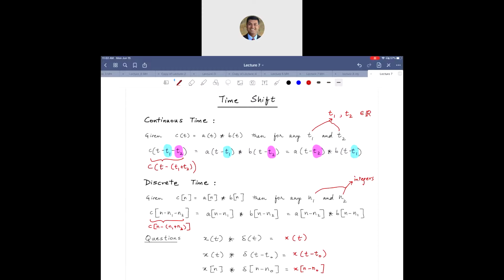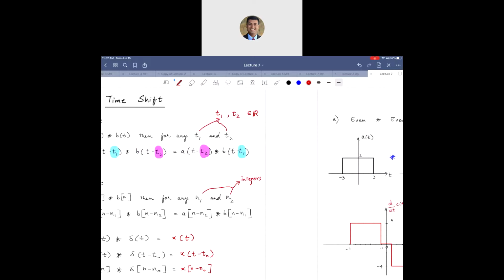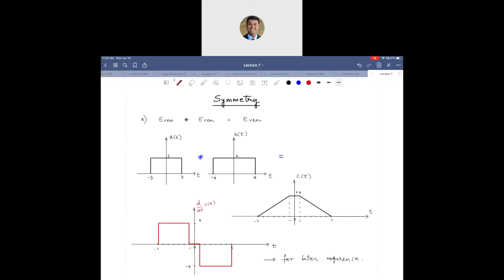Next, we are going to be looking at some more interesting properties of convolution. This is the symmetry property. Well, there are multiple of them, so they are symmetry properties. We'll start with an even function convolved with an even function. The claim is that if you convolve two even functions, the result is also an even function.